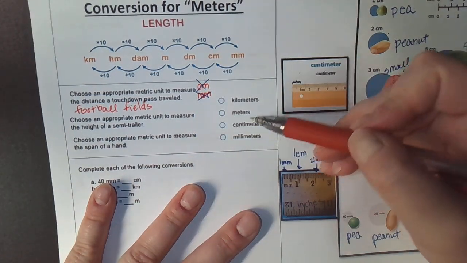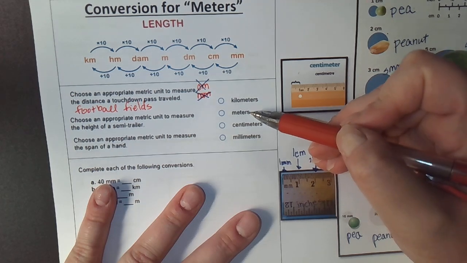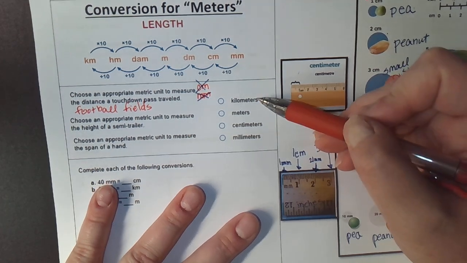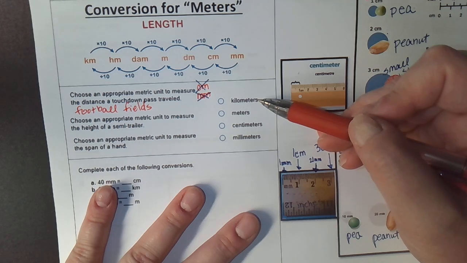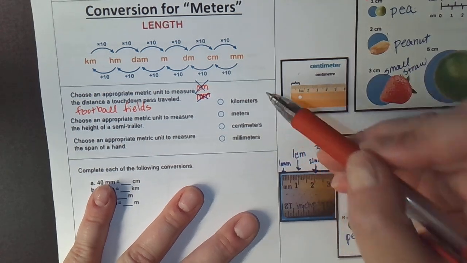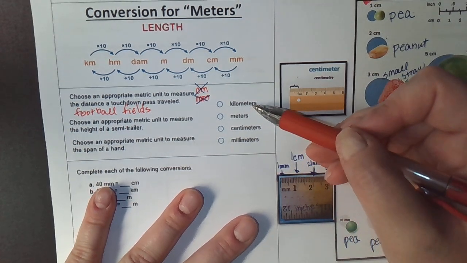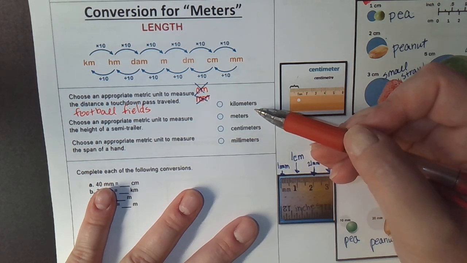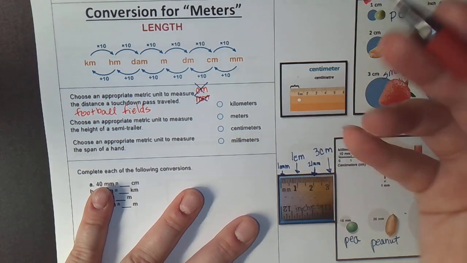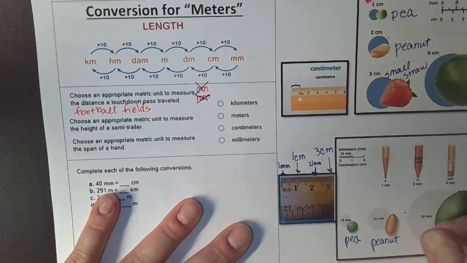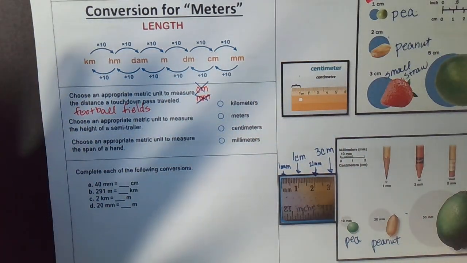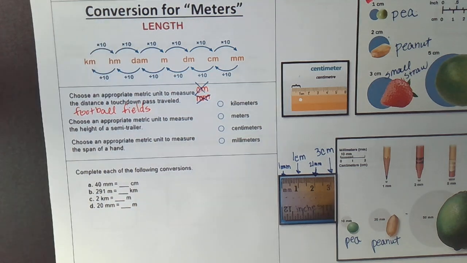We are either going to say meters or kilometers. Kilometers is huge. Kilometers is kind of like a mile. It's that big. Meters is kind of like yards.